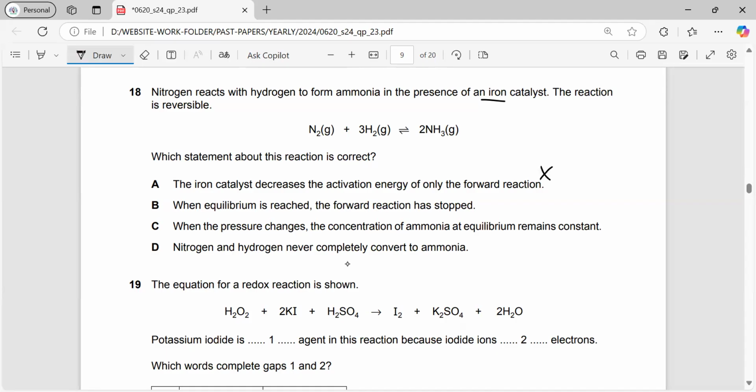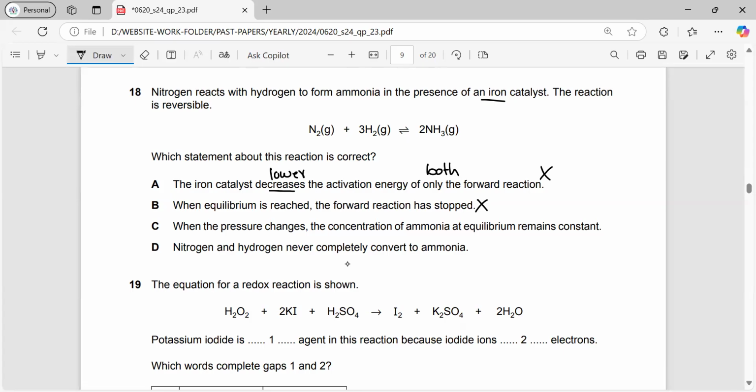No, it lowers the activation energy for both reactions, as I told you above. The rates of both reactions will get affected. So it lowers the activation energy for both, not only for the forward reaction. When equilibrium is reached, the forward reaction has stopped? Oops, no. When equilibrium is reached, the forward and backward reactions keep on happening.